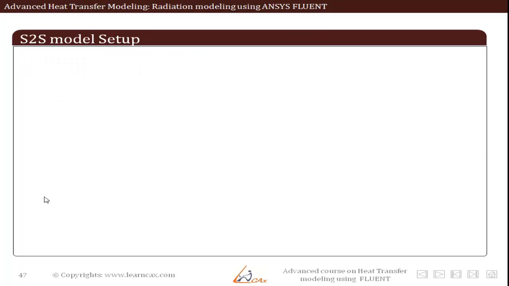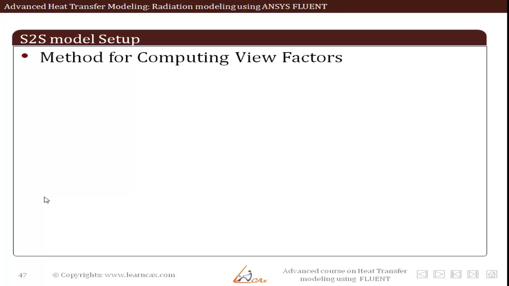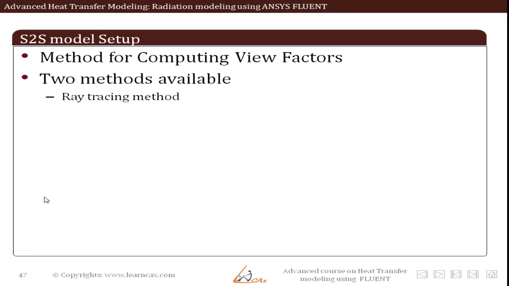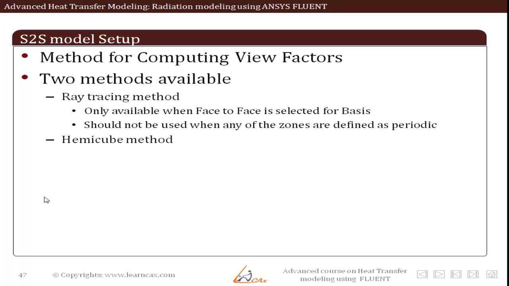These are basis options, and there are two further methods after this. When we calculate the view factor, the calculations can be made using two methods. First is the ray tracing method, which is available only when the face to face option is selected. This is not applicable for periodic zones. The next is the hemicube method. This is available for 3D and axisymmetric cases.